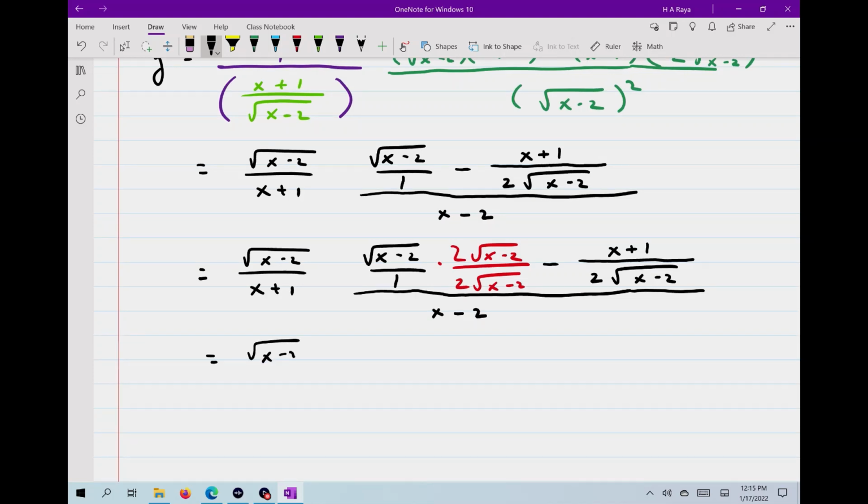So this is the square root of x minus 2 over x plus 1 times, when I multiply these two terms together, the square root of x minus 2 times the square root of x minus 2 is simply x minus 2. And when I multiply by 2, I will have 2x minus 4. Let me give myself more space here.